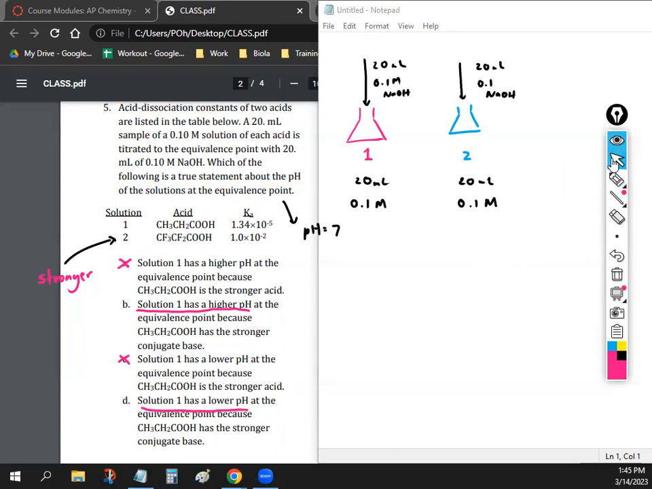So just by taking a look at the Ka values, we can figure out which one has a higher or lower pH. If we take a look at solution 1, we said this is a weaker acid, right? If it's a weaker acid, does it have a higher pH or a lower pH? Higher pH. So there you go. It's going to be B. Okay. Yes.